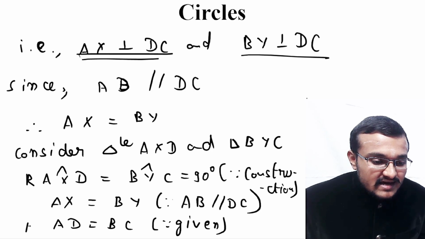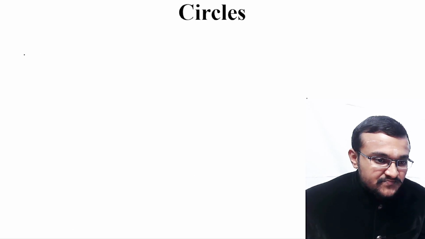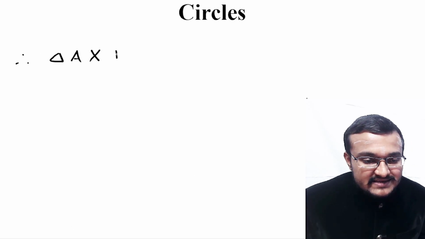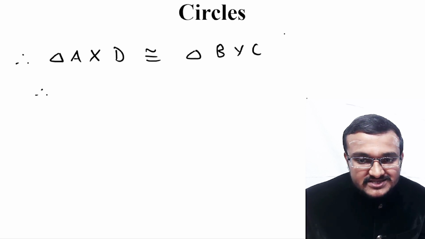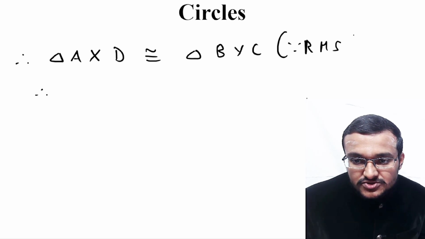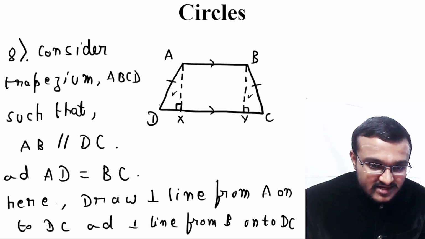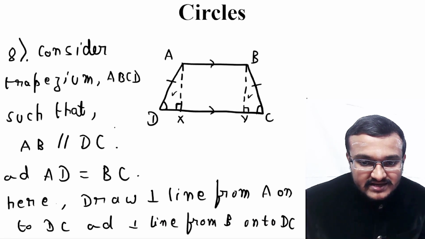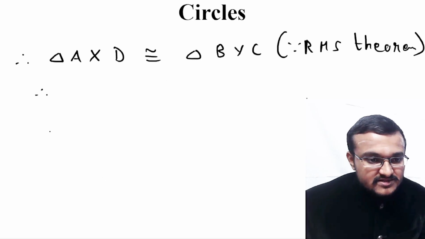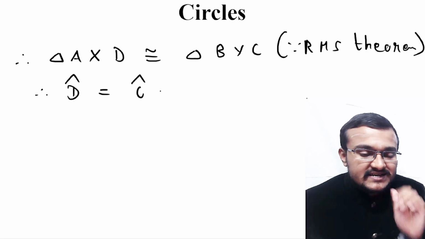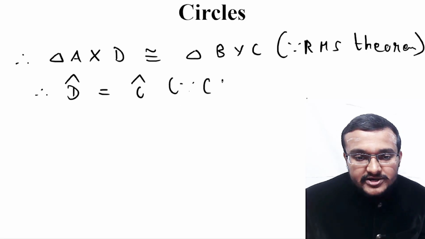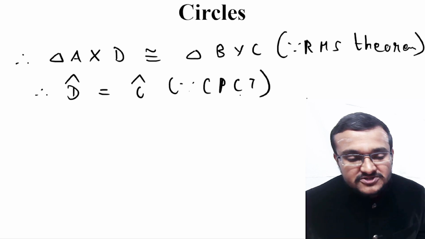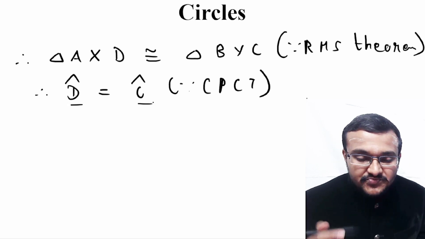Now the right angle, hypotenuse and one side are equal to each other. Therefore triangle AXD is congruent with triangle BYC. This is according to the RHS theorem. Therefore this angle ADX and this angle BCY will be equal to each other. That is, angle D is equal to angle C. This is according to CPCT, that is, corresponding parts of congruent triangles.